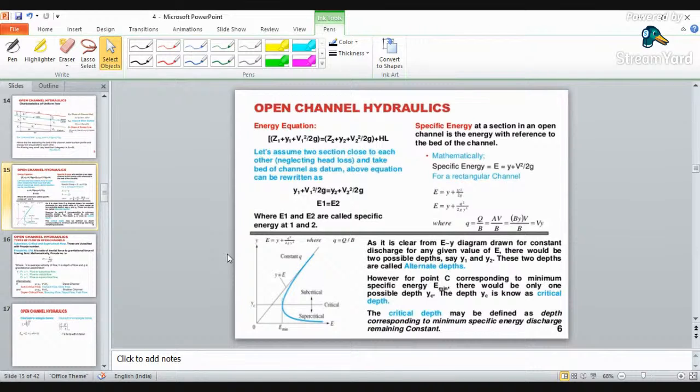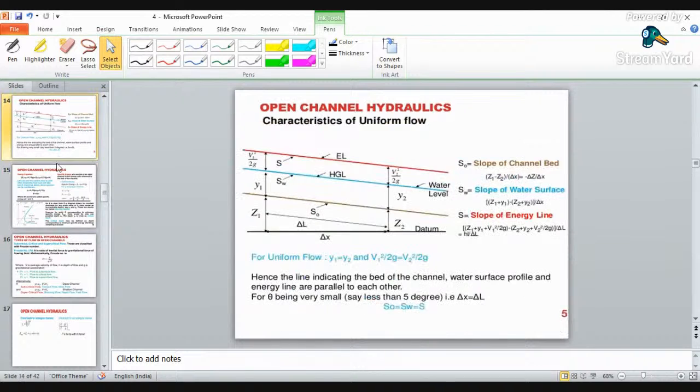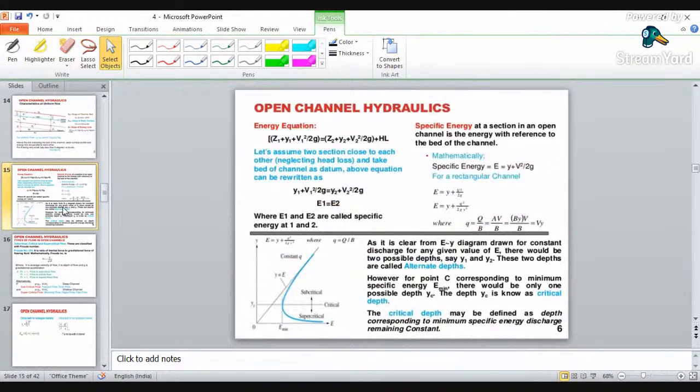So from that, you can say that the energy at the first section must be equal to the energy at the other section. That is, z1 plus y1 plus v1 square by 2g must be equal to z2 plus y2 plus v2 square by 2g plus its energy loss or head losses. If you neglect the head losses, then your equation will reduce to y1 plus v1 square by 2g equals y2 plus v2 square by 2g, because the datums are equal. So the energy at both the sections will be termed as your specific energy, and this energy must be equal as per Bernoulli's theorem.